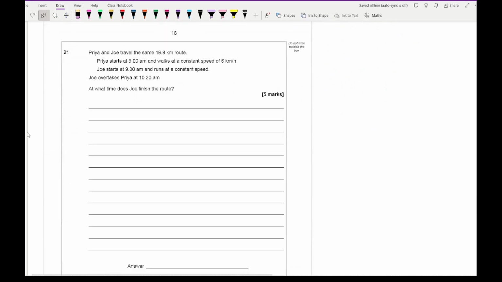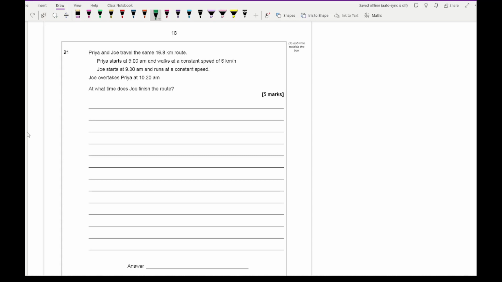Then for question 21, it says Priya and Joe travel the same 16.8 kilometer route. Priya starts at 9 AM and walks at a constant speed of 6 kilometers per hour. Joe starts at 9:30 and runs at a constant speed. Joe overtakes Priya at 10:20 AM. At what time does Joe finish the route?